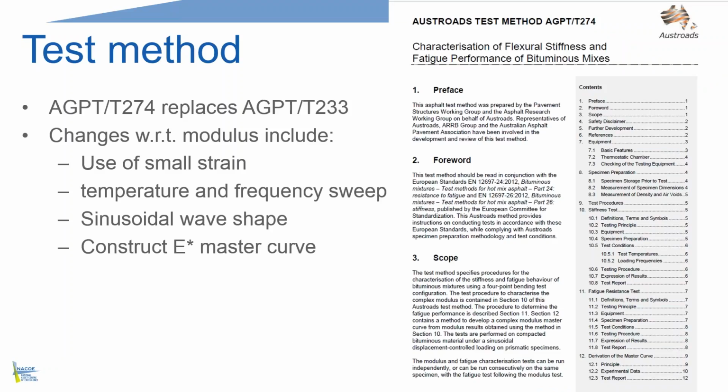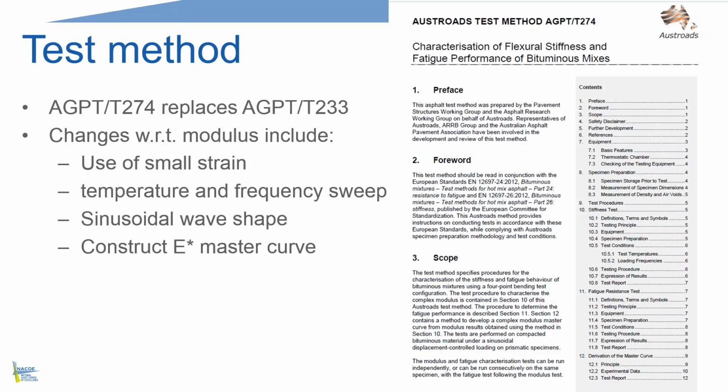And changes with respect to determining the modulus between those methods include the use of small strain. So the old method, and you could use it to determine flexural stiffness, actually was usually done at a high strain level. So for instance, 400 microstrain. The reality is that strain levels like that, when you're doing it as part of a fatigue test, you're already introducing damage to the sample, and you really should be testing for modulus in a space where you're not doing damage to the material. So that's why we moved to small strain.